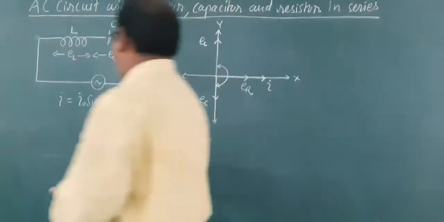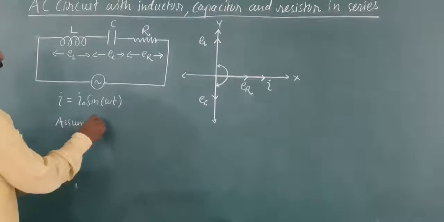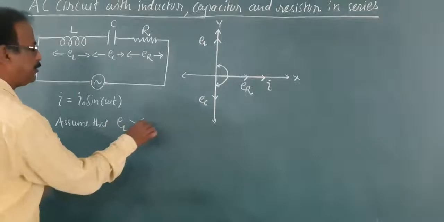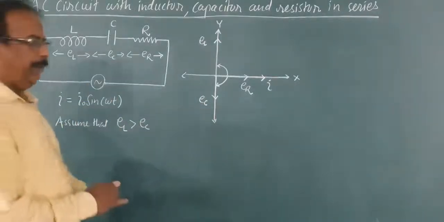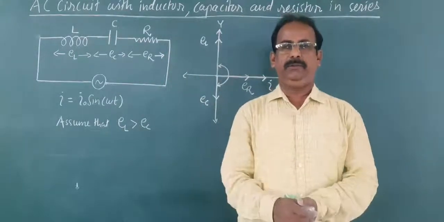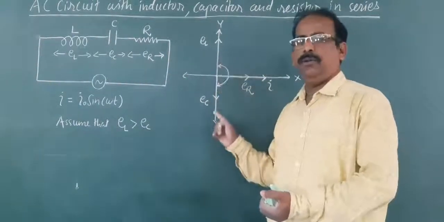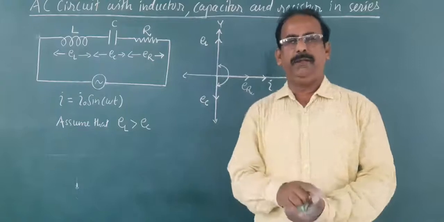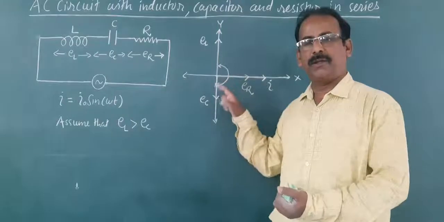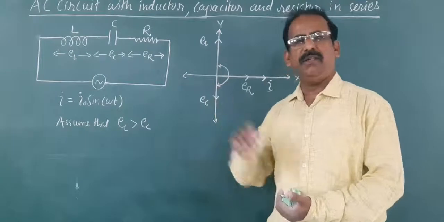Now assume that this EMF is greater than this EMF. EMF across the inductor is greater than EMF across the capacitor. In between these two EMFs, there is a phasor difference of 180 degrees, pi radian. One is along the positive y direction, the second is along the negative y direction. And EL is greater than EC here.